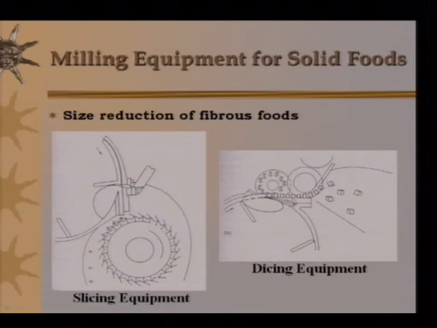Similarly, dicing equipment is also given on the right hand side, that is B. Here also you can dice the product into different sizes of rectangle or even cubes. In dicing equipment, the material is first cut in the longitudinal direction, and then the second knife or rotor will cut it in the horizontal and vertical directions, thereby giving you a small diced product as you see on the right hand side here.